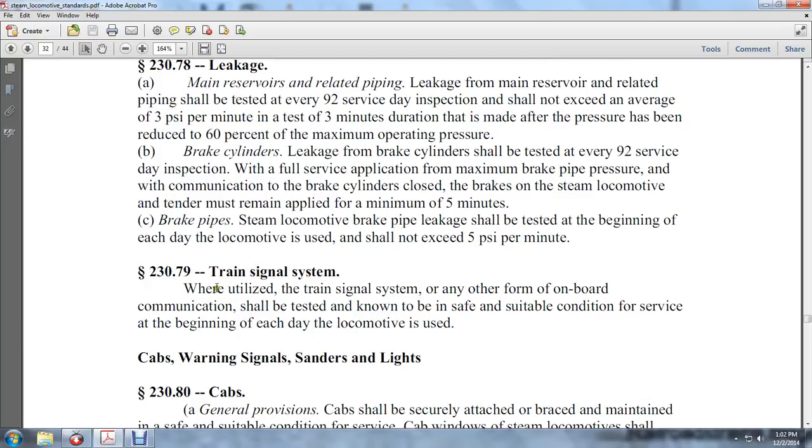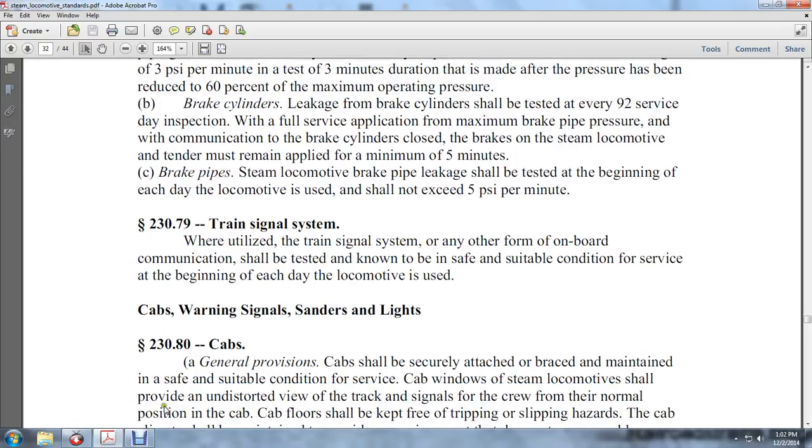230.79 Train signal system. When utilizing a train signal system, any other form of onboard communication shall be tested, noting the safe, suitable condition for the service at the beginning of each day the locomotive is used. Cabs, warning standards and lights.